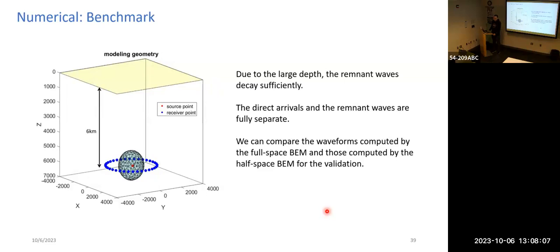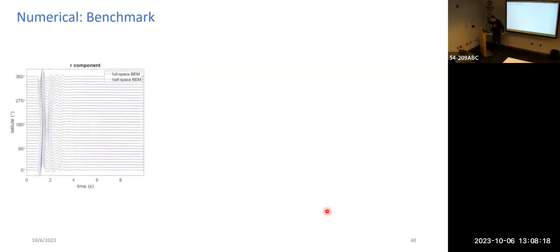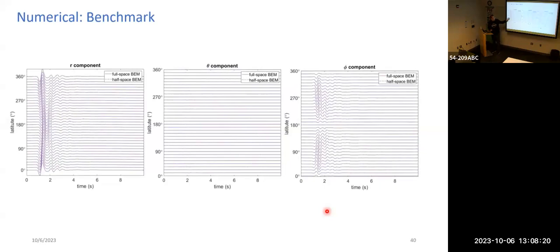Yeah, I think I see. Actually, I did two benchmarks. This is the benchmark of the half space with my full space boundary element code. But I also did the normal mode summation, the pure spherical normal mode summation, to test my full space boundary element code. I didn't show it here, but I showed it in my defense slides.